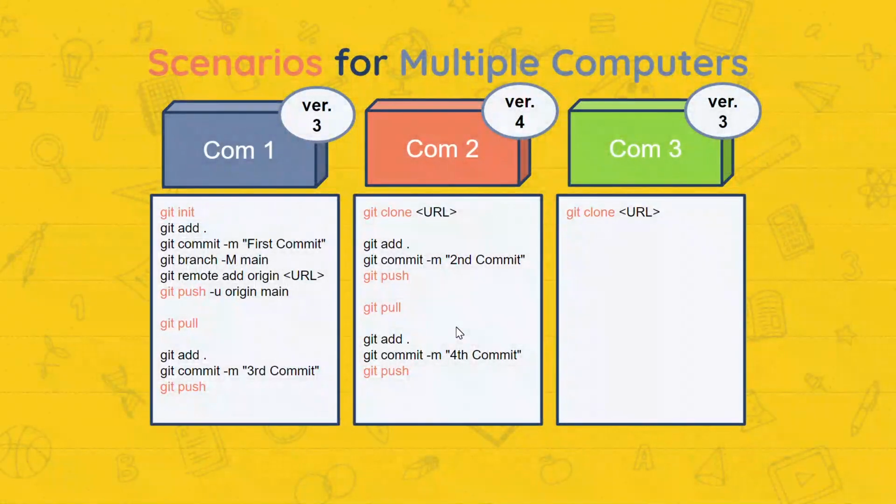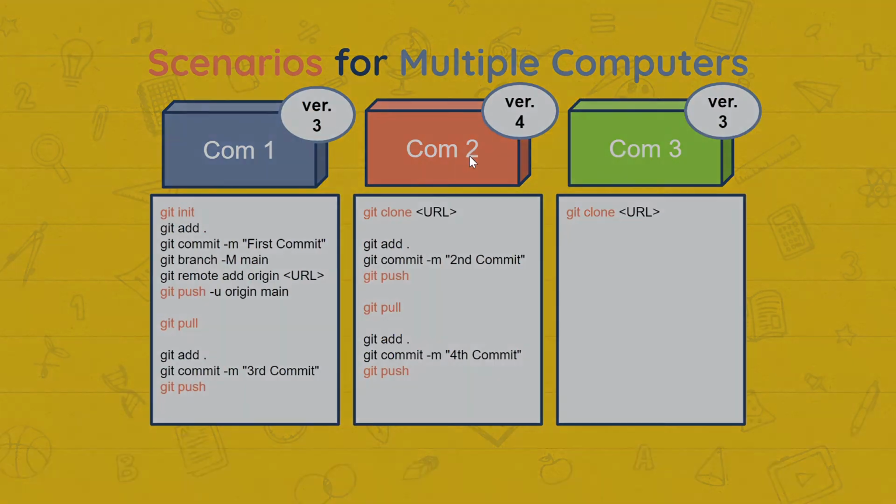Then when I do an add and a commit, this will be the fourth commit. Then I push it up, so it will be version 4 in the repository. So the latest version now in the repository is version 4. And if I want to work on the other computers, I will need to update them too because they have an older version. So that's it for this session.